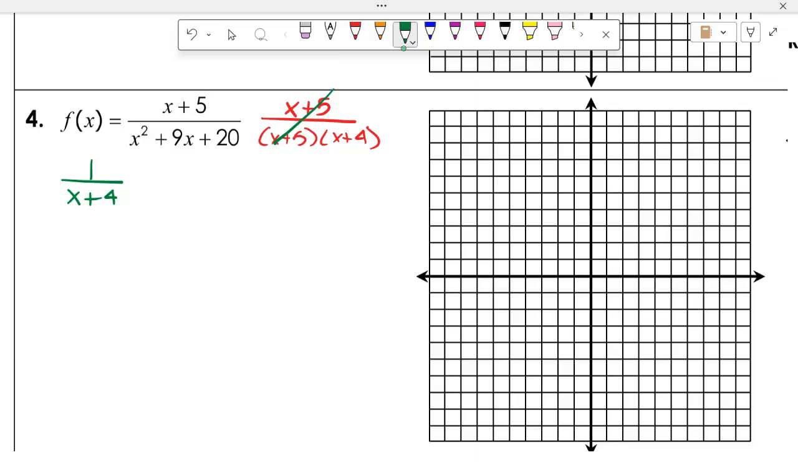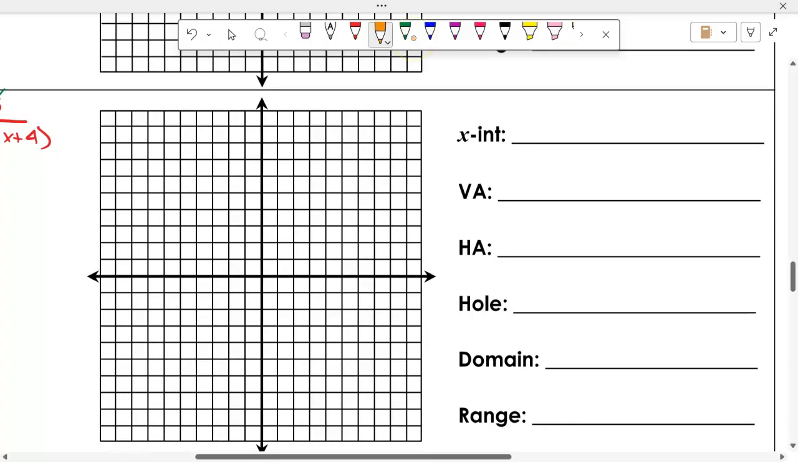So I'm going to go ahead and start figuring out some of these features. So x-intercept. First thing I'm going to do is try and find my x-intercept. Now remember, that's where you take the numerator of your simplified form and set it equal to 0. Well, here my numerator is 1. If I go 1 equals 0, is that a true statement? No, it's not. That cannot happen, so therefore it does not have an x-intercept. Okay, that's fine. So I'm going to come over here, x-intercept, none.